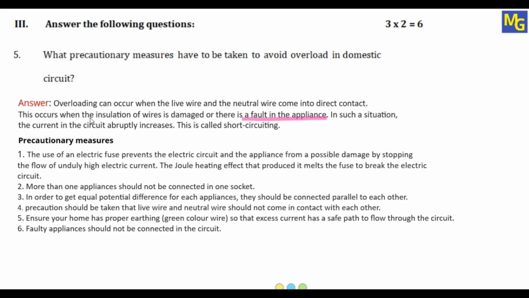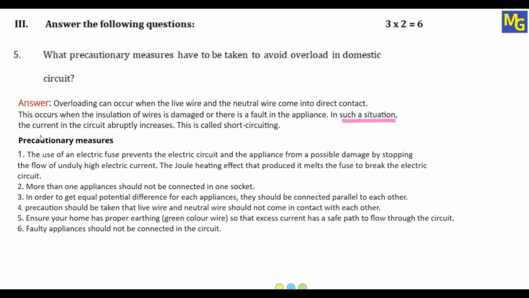So another way is what for overloading? It is if the insulation of wire is damaged. So what is insulation? For every wire, imagine there is a copper wire, for that copper wire there will be a covering of different colors. You may have seen wires of red color, black color, blue color, even green color. For the copper wire there is an insulation coating on the outside, and if that insulation gets damaged, then also overloading can occur. Even if there is a fault in the appliances connected into the circuit, then also we can see overloading.